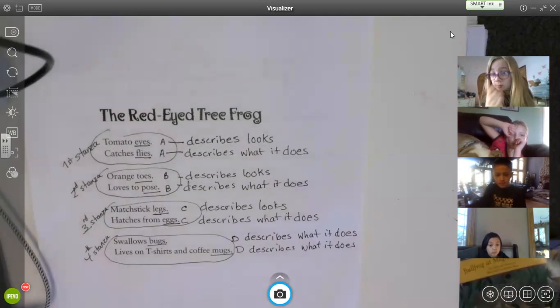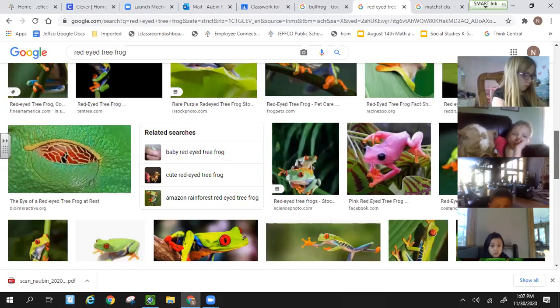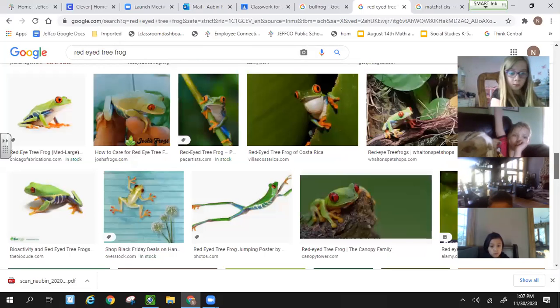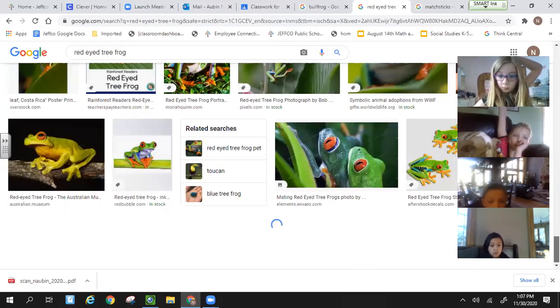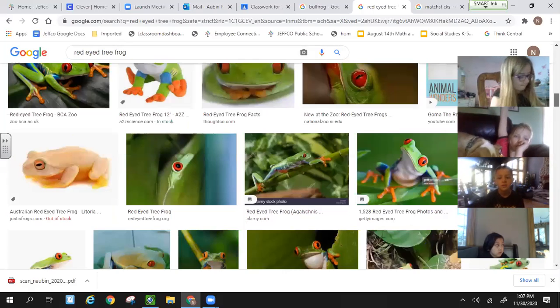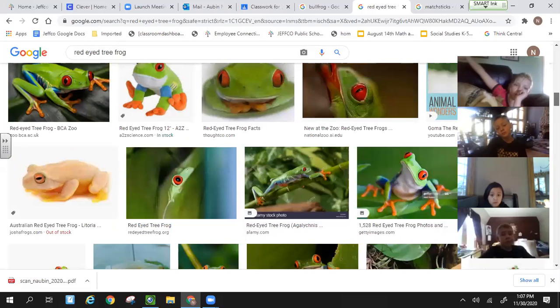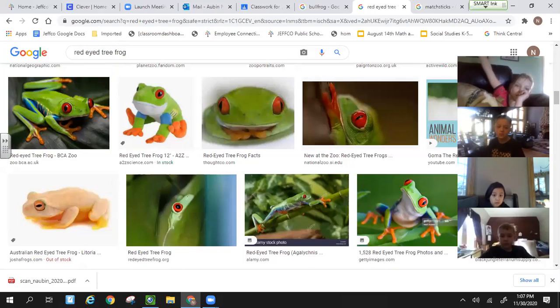Let's go back to our picture. Does anyone want to give it a shot why they said lives on t-shirts and mugs? These are images of the red-eyed tree frog. Anybody want to give that a shot? I see Abby. Go ahead, Abby, unmute. Why do you think they said that? Lives on t-shirts and mugs.